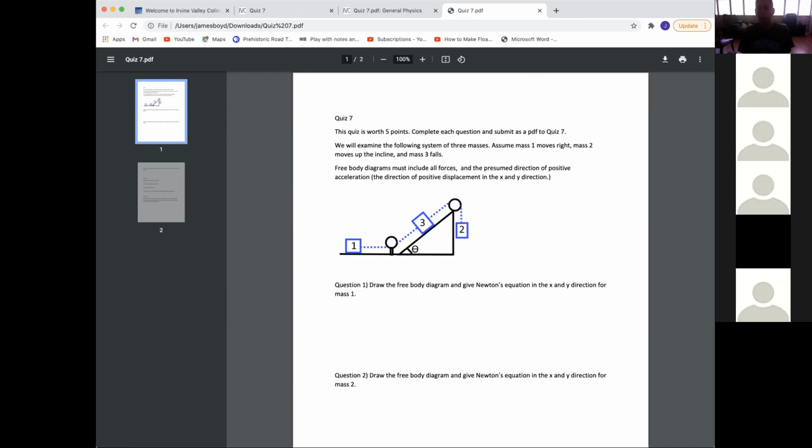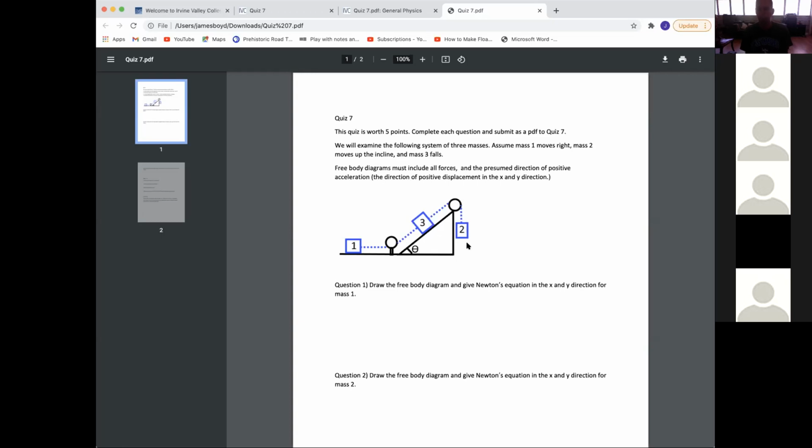You can open it right now, the PDF is in the description, so you should just be able to click on it and open it. But this problem is 3 masses. One's on an inclined plane, one's hanging, one's on a flat surface. All good, right? We're going to assume that this whole system is going to move in the direction from 1 to 3 down to 2.